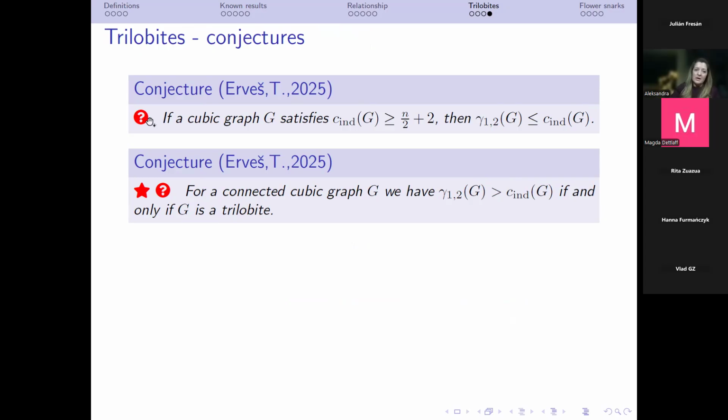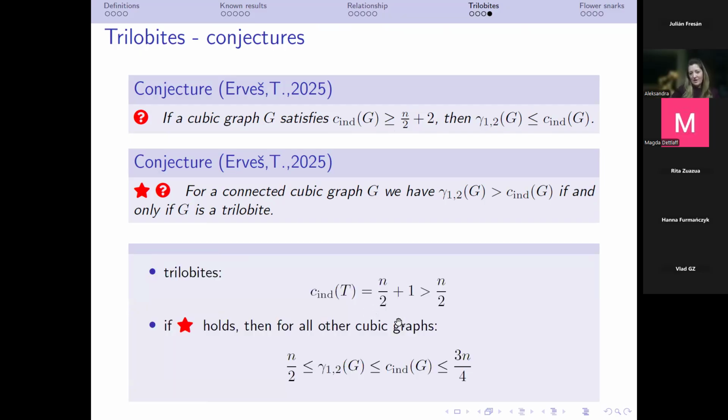But for a start, it would be very good to prove that if G satisfies this inequality, so if C_ind of G is at least this number, then we have this type of inequality here.